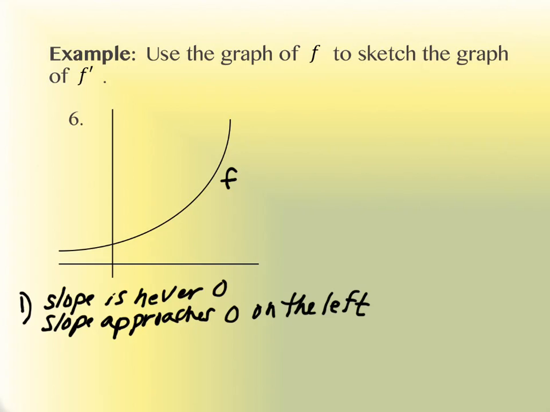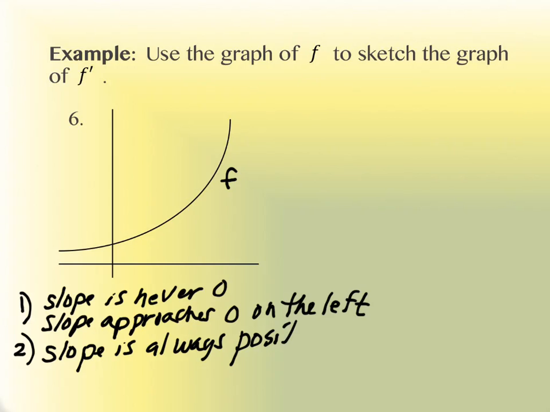What can you tell me about positive, negative stuff? It's always positive. The slope is always positive. Very good. Now, what can you tell me if you were to draw some tangent lines in here? So I'm going to draw a couple of them in here. What can you tell me about my slope as I'm moving from left to right?